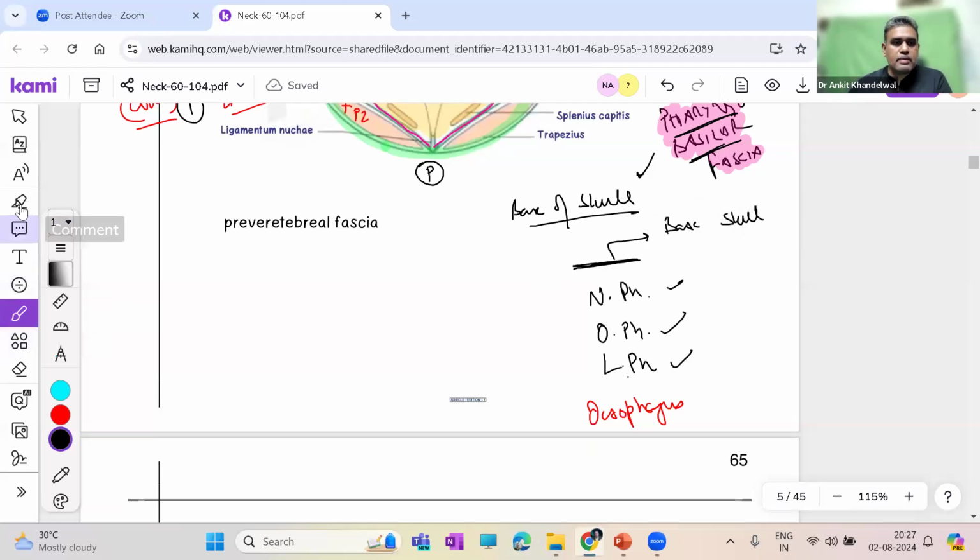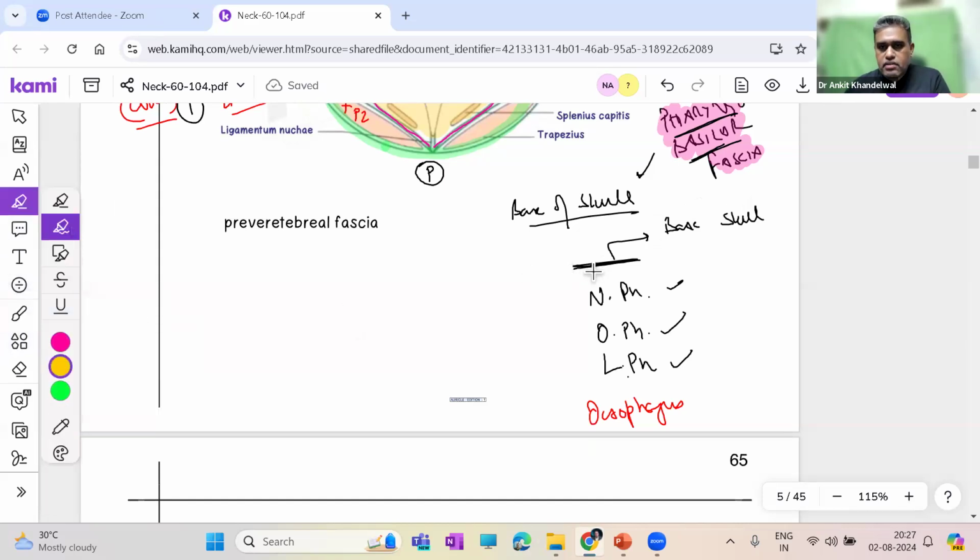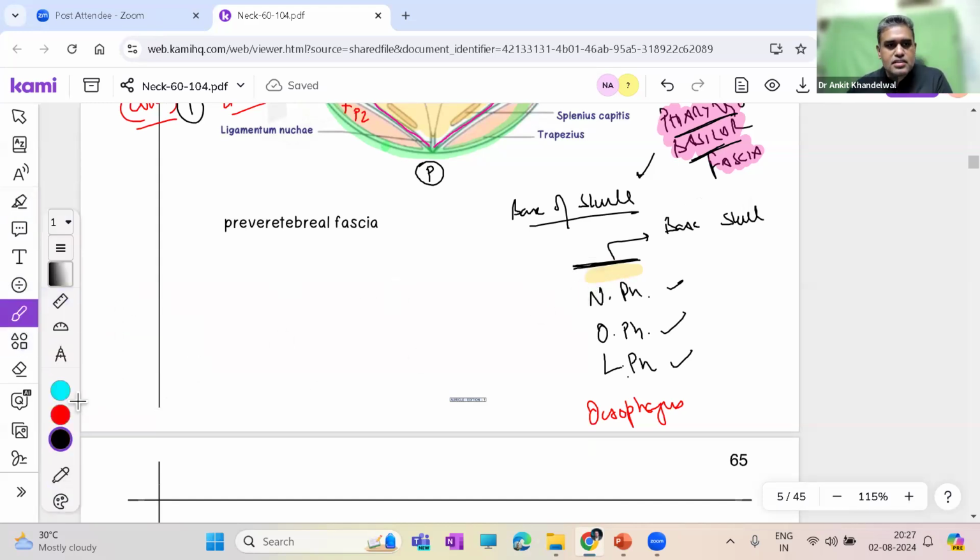Okay. So what actually happens, guys, is that you have a very small fascia over here between the base of the skull and the outer layer of the pharynx. This is what is known as, I hope you got the point, the pharyngobasilar fascia. So that was our 6th layer.